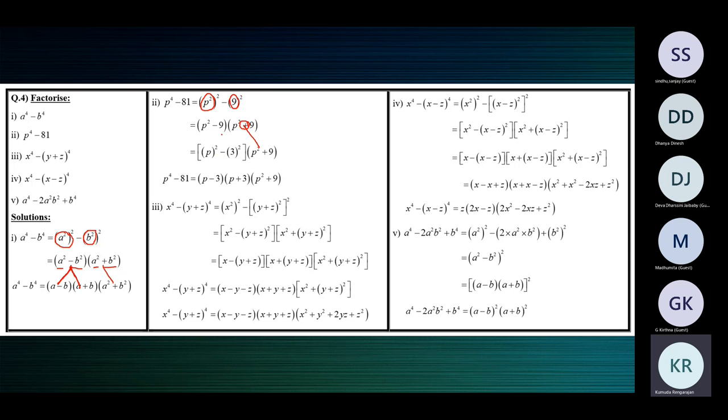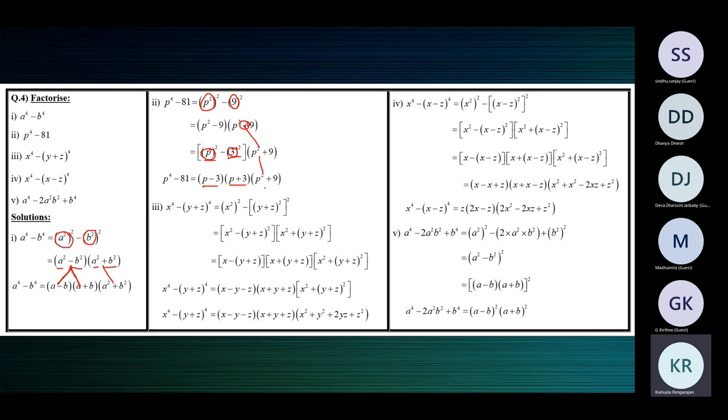Now this p square minus 9 can again be expressed as x square minus y square. P the whole square minus 3 the whole square, because 9 is 3 the whole square. So it's again in the form x square minus y square. So what is x here? P, ma'am. Why? 3, ma'am. So what is x minus y into x plus y? P minus 3 into p plus 3, ma'am. Yeah, into p square plus 9 as it is. Yes, ma'am.